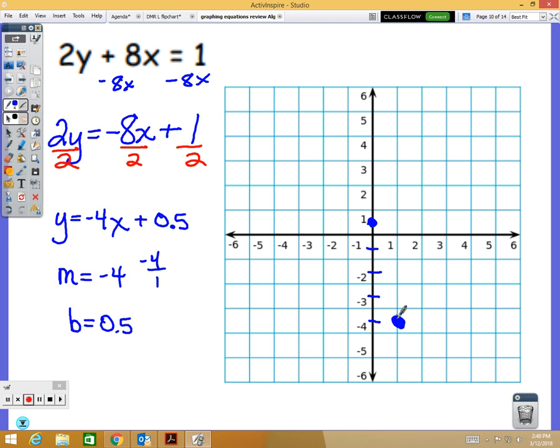Emily, question? Okay. Again, you're not going to have any like that on IXL where you're at the halfway point on the y-intercept. You look confused.